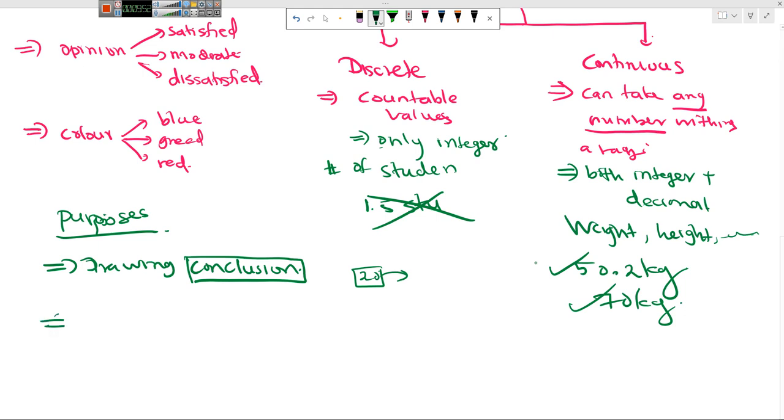And the next purpose is to make predictions, right? So prediction. In time series analysis also, this is what we do. We will predict what will happen in future, right? So this is one of the purposes of data analysis, and we can come up with informed decisions also, right? So these are just some purposes of data analysis.